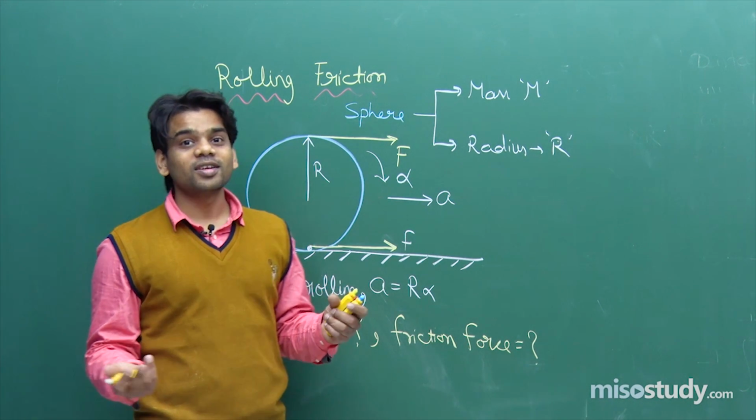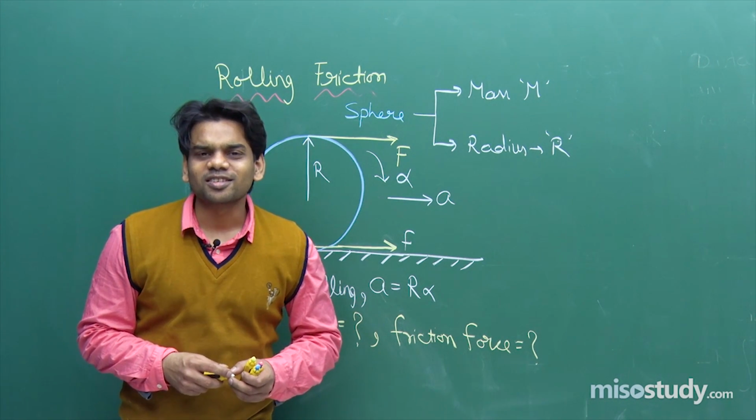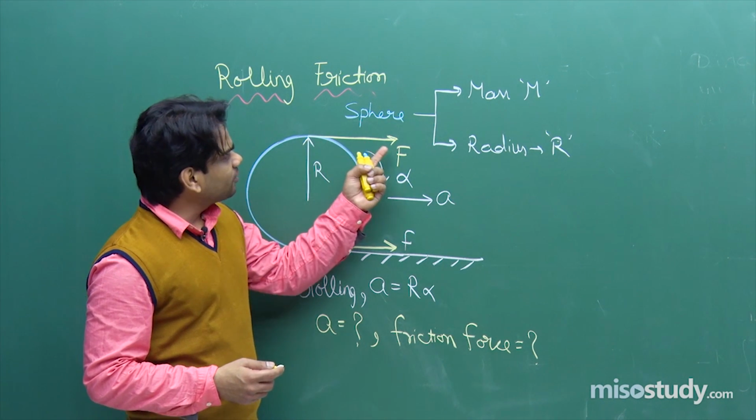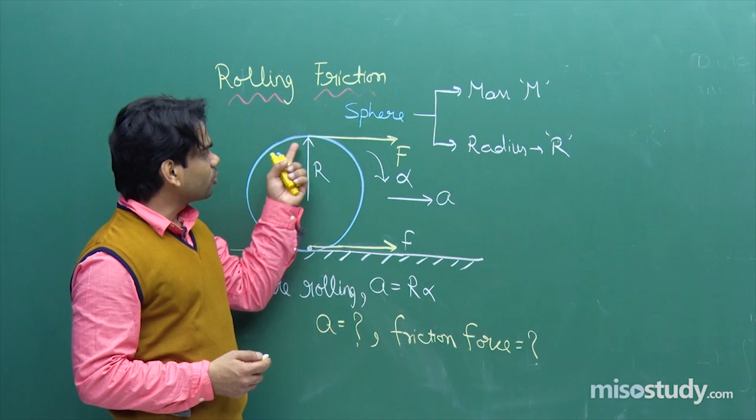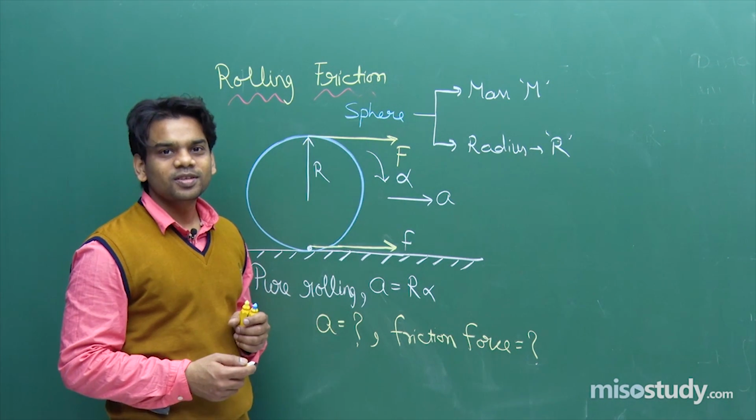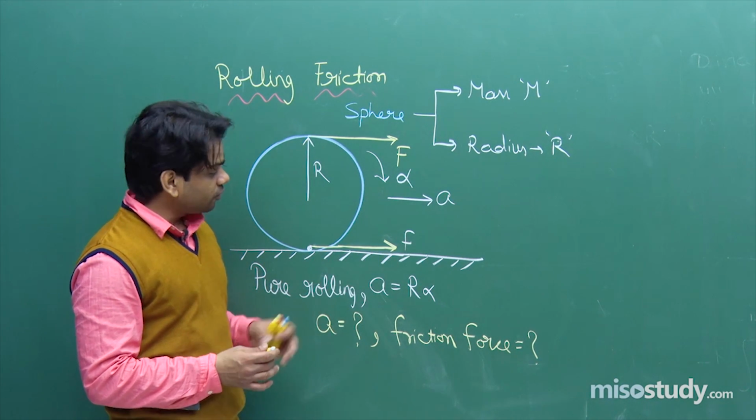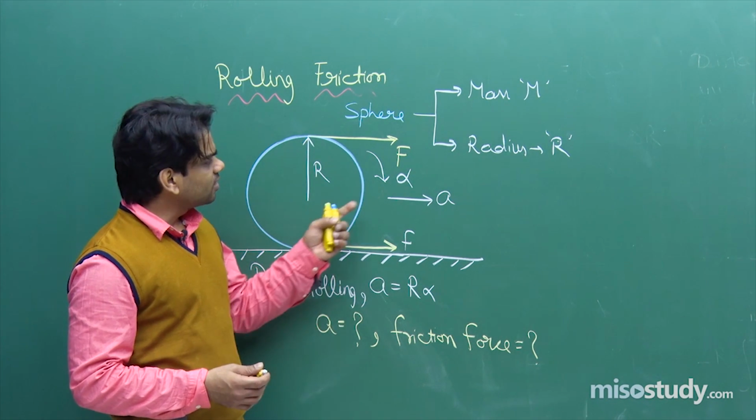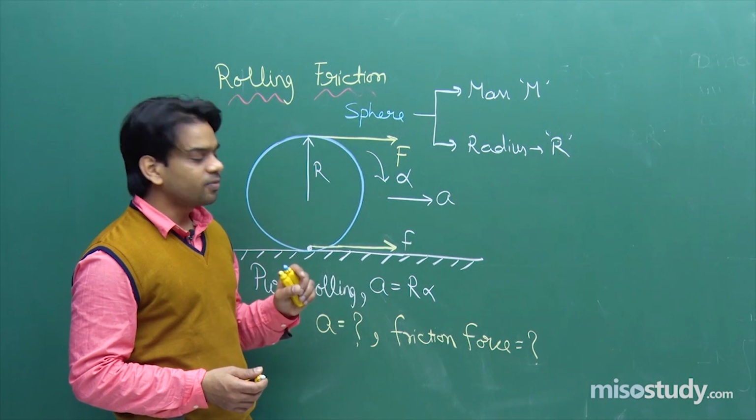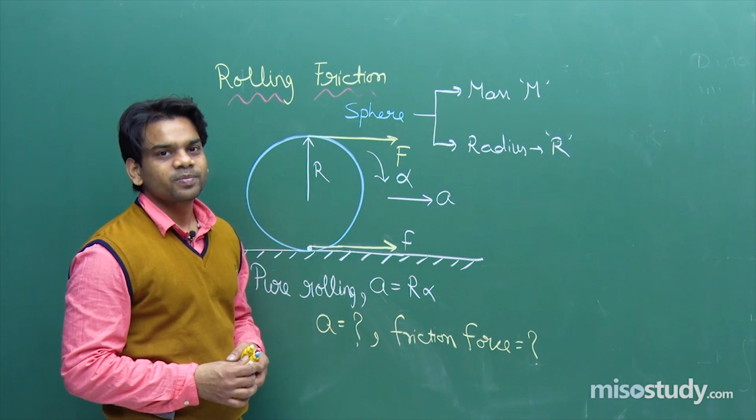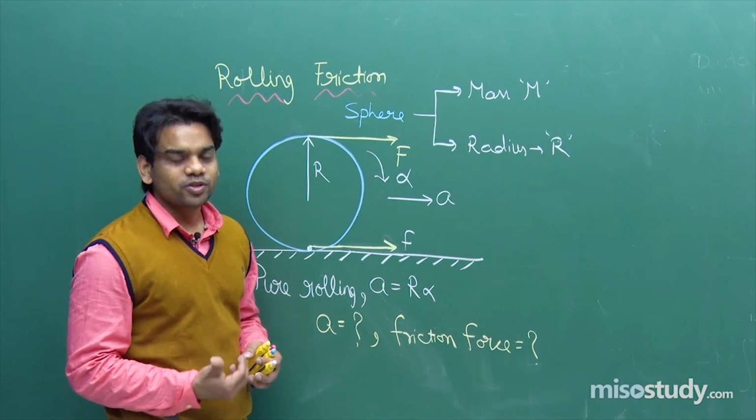Now we have to come out with the result, whether what we have taken is right or wrong. Capital F is the external force acting on the wheel at the topmost point tangentially to the sphere, and here we have imagined small f as the frictional force acting on the sphere. Its linear acceleration is a, its angular acceleration is alpha, where a will be equal to r alpha. Let's write down the equations of motion.